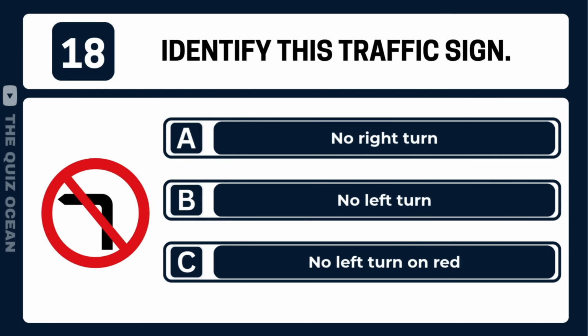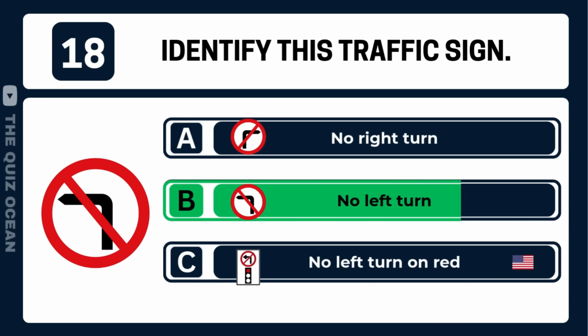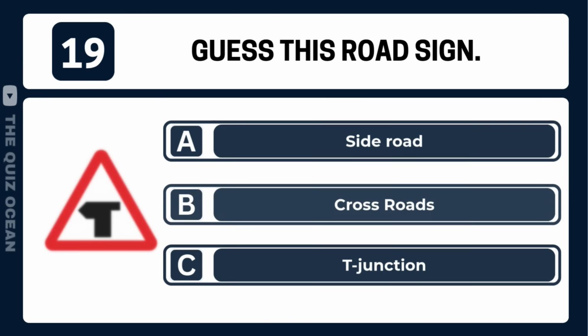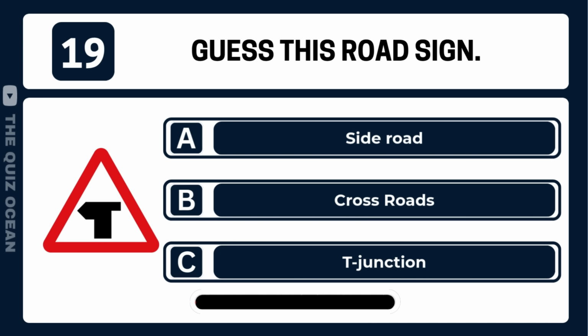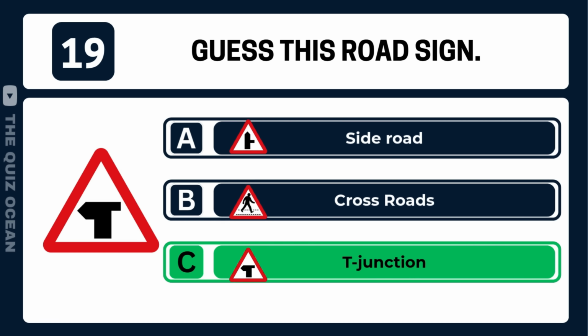Identify this traffic sign. Right. That is the no left turn sign. Guess this road sign. Great! It is the T-junction sign.